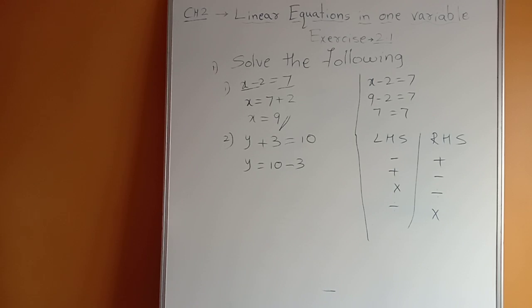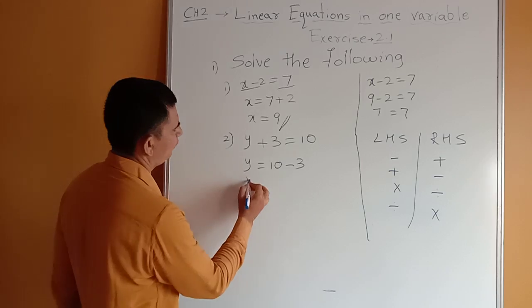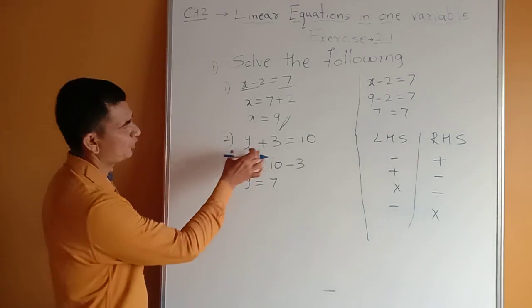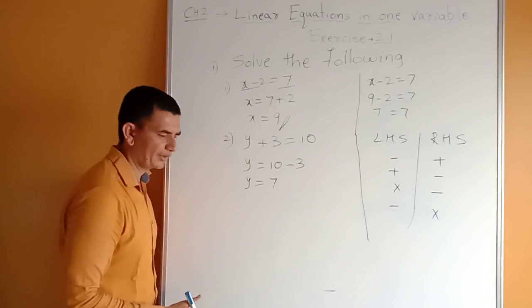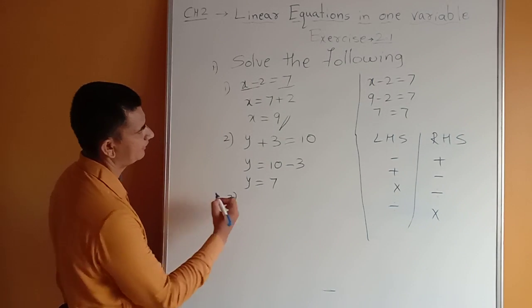You can see here, if we subtract 3 from 10, we will get y is equal to 7. Again, this also you can verify. If you have a doubt, then only verify. No need to verify again. Now let us take question number 3.